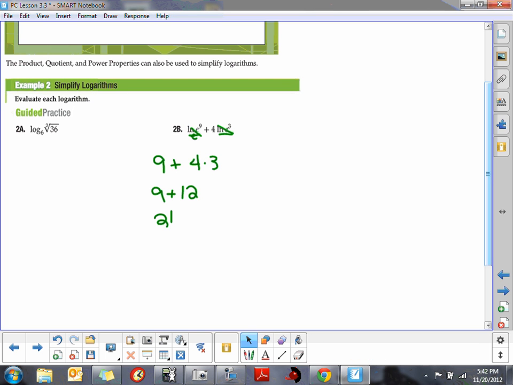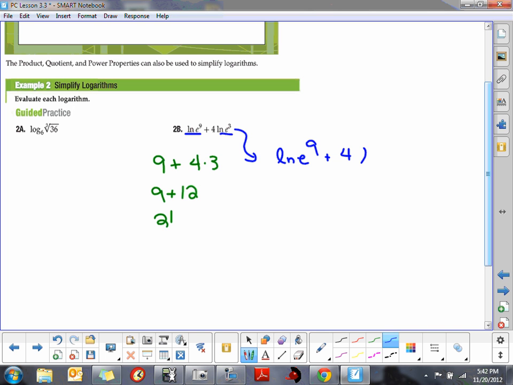A different path that you could take with this exact same problem is you could do this. And this is probably more in line with what they're thinking, we could apply a power rule here and a power rule there. So it's the natural log of e to the 9 plus 4 times the natural log of e to the 3rd. And let's apply those power rules and see that we can get the same thing.